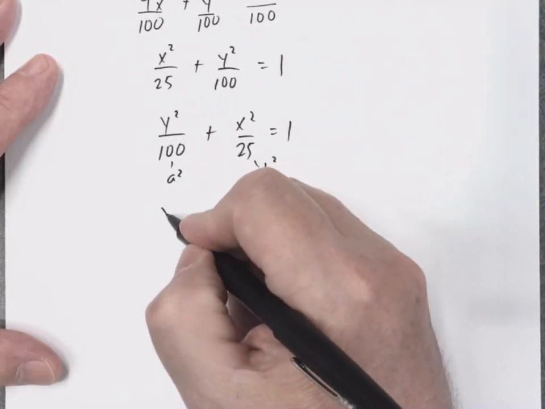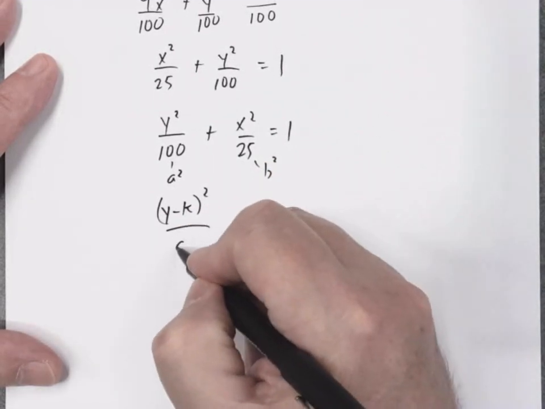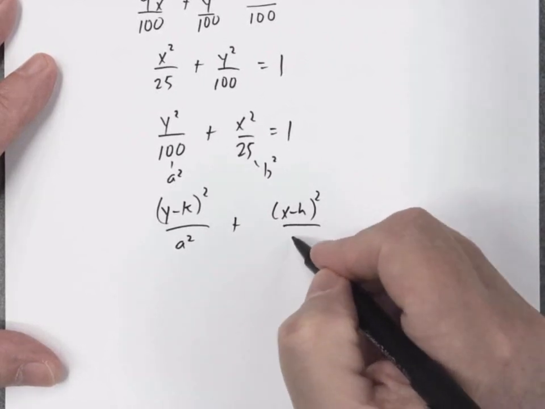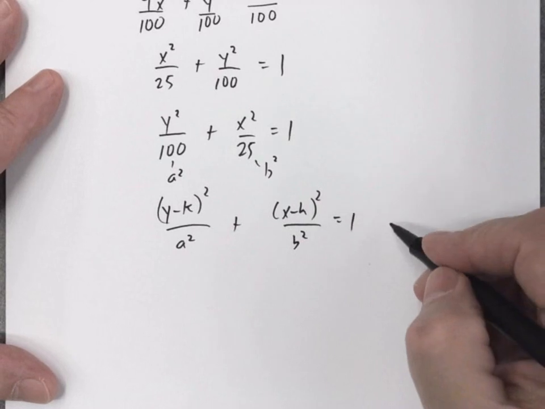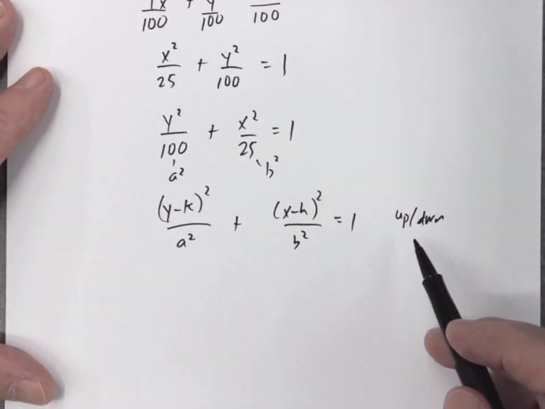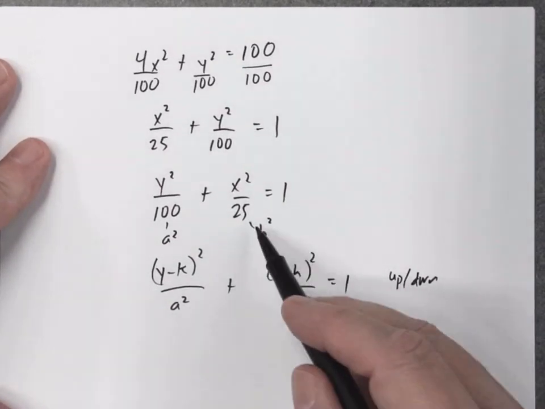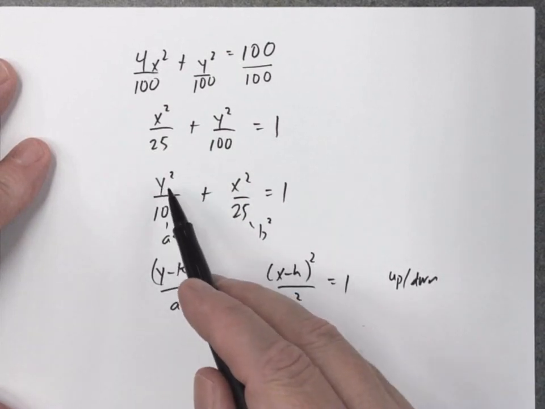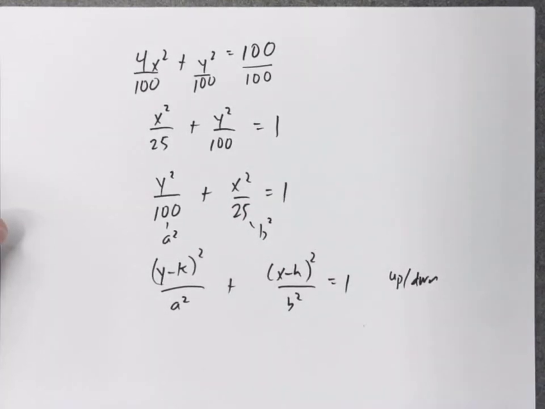So the standard equation would be y minus k quantity squared over a squared plus x minus h quantity squared over b squared equals 1. And this is the equation for an up or down ellipse. I'm not going to finish this problem because it's just like the last one at this point. Up or down ellipse. Looks like the center is at the origin 0, 0. You have your a and your b, and you would go off and do the same thing.